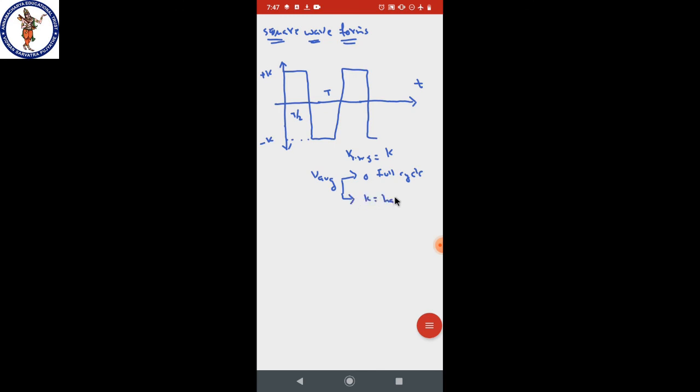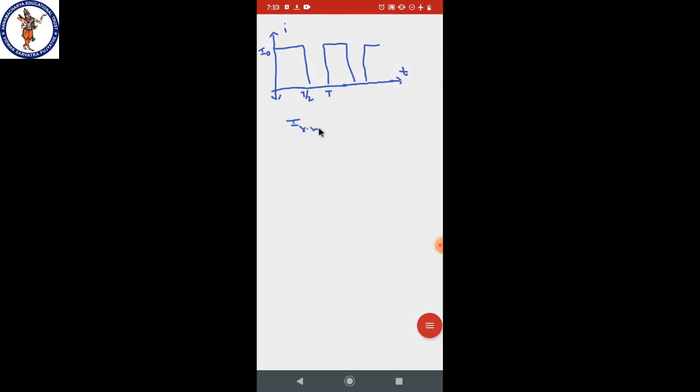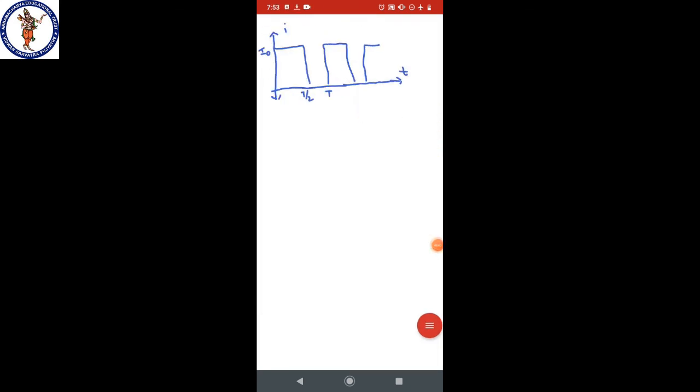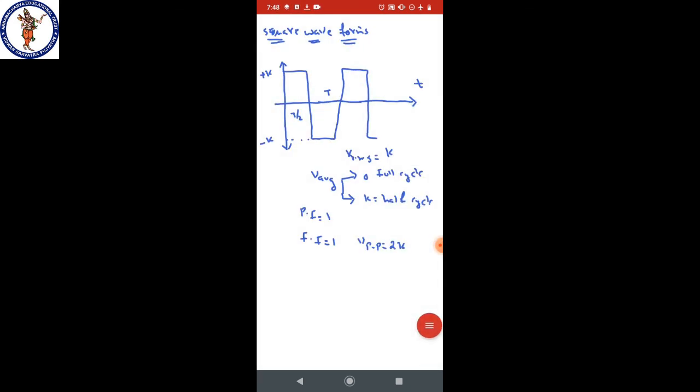For the half cycle only, it will be K. Peak factor equal to 1, form factor equal to 1, V peak to peak equal to 2K. This is the peak. Next, you go for another circuit.